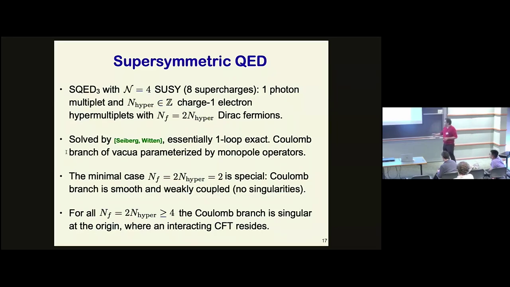Now, there is an interesting distinction between the minimal number of hypermultiplets, 1 hypermultiplet, which is related to N_f equals 2. That's the case in which the Coulomb branch is completely smooth. There are no singularities whatsoever. The theory in the infrared is completely free. Once you go to the next one up, the theory with 2 hypermultiplets or 4 flavors, for any number of hypermultiplets higher than that, there's a singularity at the origin of the Coulomb branch, and there's an interacting CFT there. So that kind of dichotomy between N_f equals 2 and higher is sort of reflected in the story I was telling before.